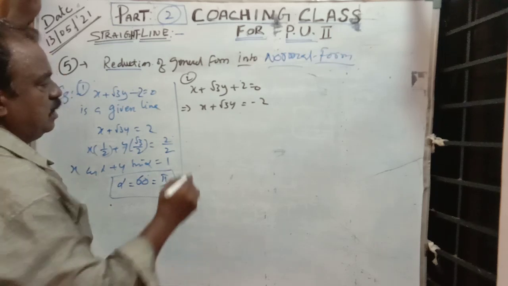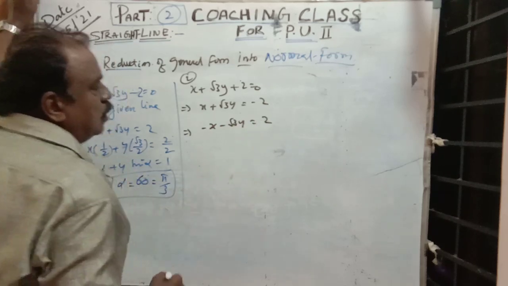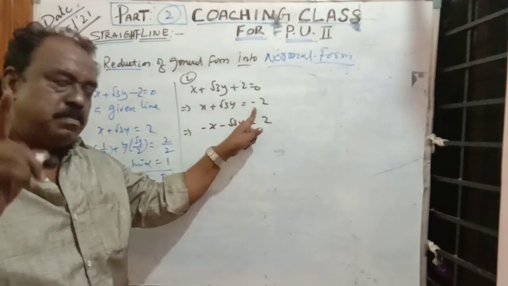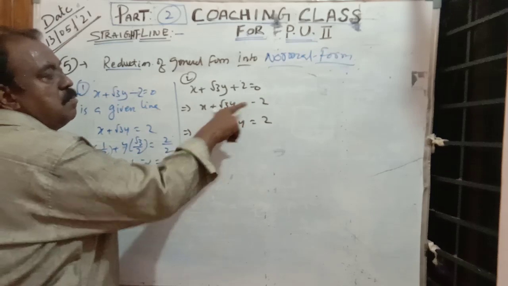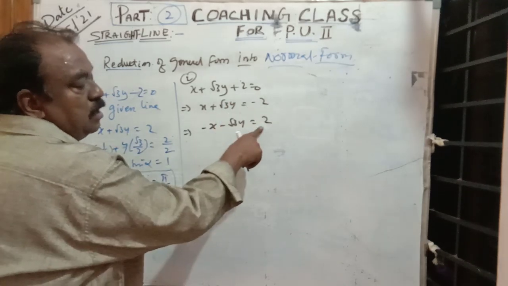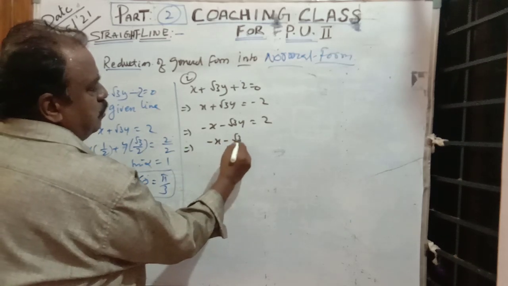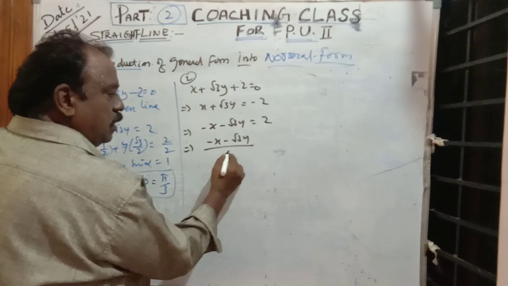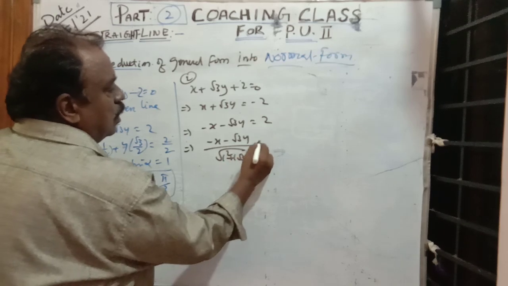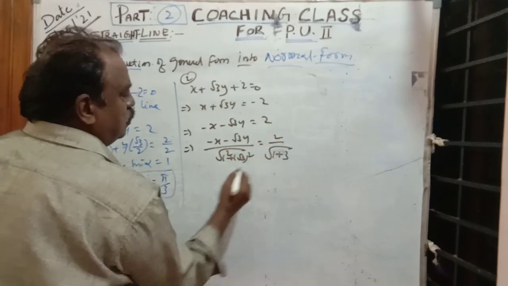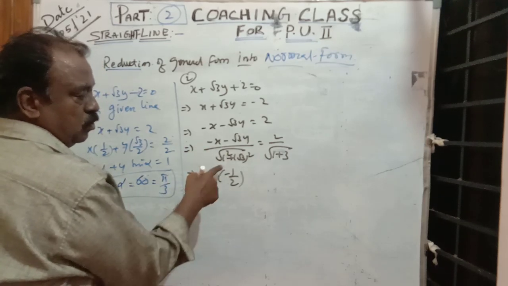But here one thing is there. I have to change this one, say, here the constant must be positive. It must be positive. So that is why I am multiplying with the minus on both sides, so that it becomes positive. Now it is minus x minus root 3y by 2, where 2 means root of 1 square plus root 3 square, which is 2 by root of 1 plus 3. You see, it is x of minus 1 by 2.